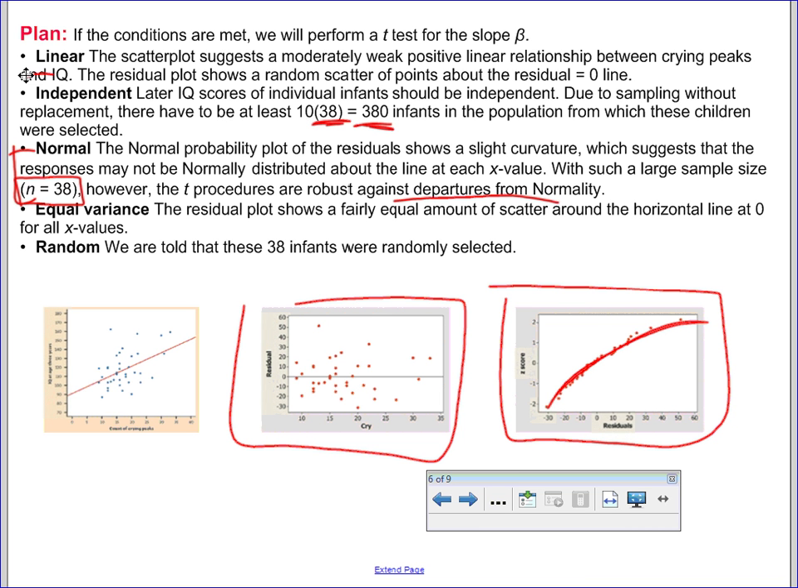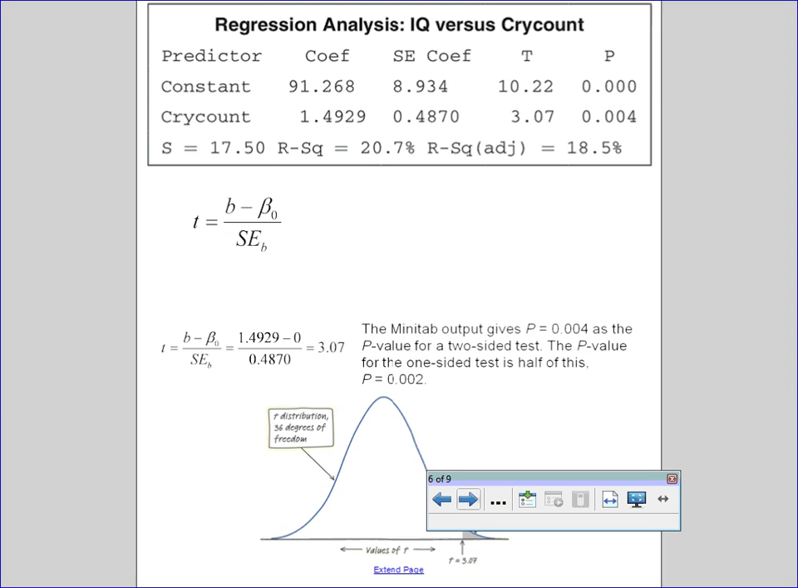Equal variance. Once again, we're looking, is there a cone pattern in the variance? No. I mean, we have the 1 point up here, but overall, variance looks about the same regardless of the x value. And then random: we're told that the 38 infants were randomly selected. So we've now checked all 5 conditions. So now we're going to perform our test.